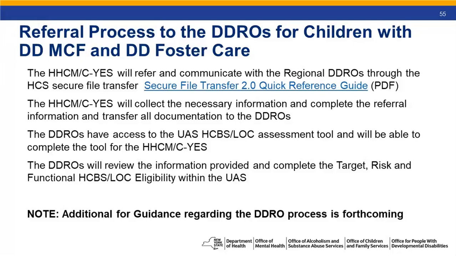The Health Home Care Manager and CES will, again, collect the necessary documentation. They'll complete the referral form that's required by OPWDD. They will transfer all the documents. The DDROs will have access to the UAS tool for the assessment, and they'll be able to complete that. The DDROs will make sure that they have communication with the Health Home Care Manager or the CES staff, and then the Health Home Care Manager and CES staff will be able to go into the HCBS eligibility tool and see how it was completed and whether or not the child was found eligible, along with, of course, the communication with the DDRO.